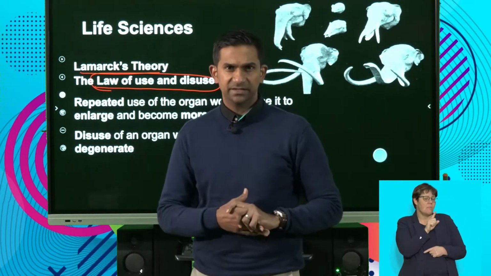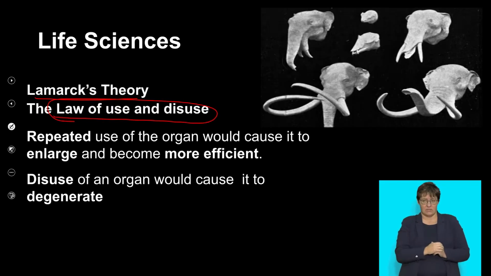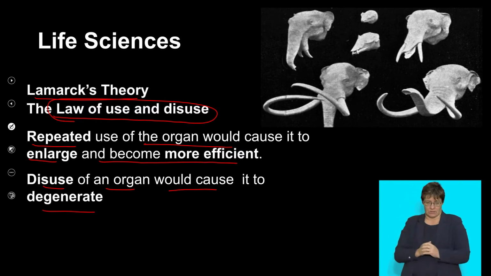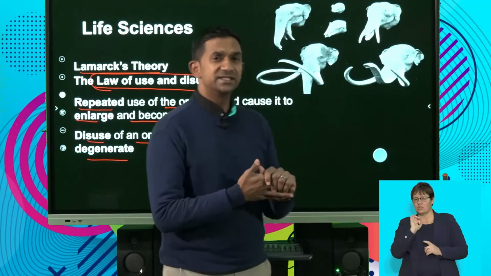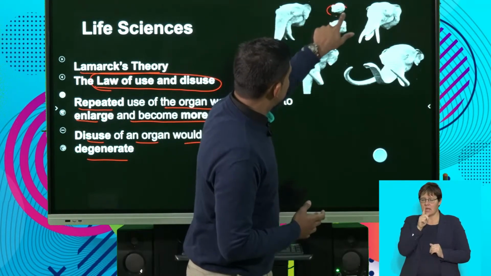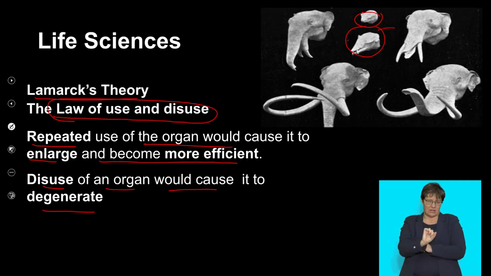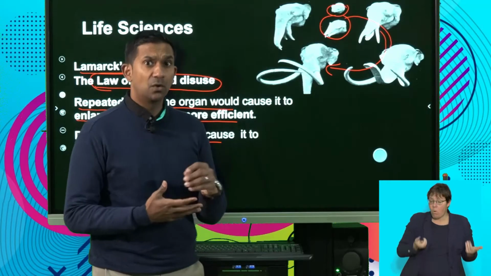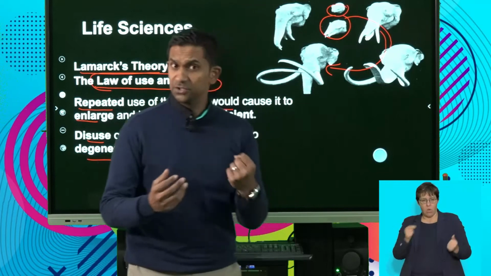Let's unpack the theory. He mentioned repeated use of organs would cause them to enlarge and become more efficient. The disuse of an organ would cause it to degenerate. Guys, if we look at these images here, we can see the ancestral shape of the head of the elephant, and we can see that gradually over a period of time the tusks of these elephants have become longer. So the question is, did it become longer because they used it more often? Or did it disappear because they stopped using it?